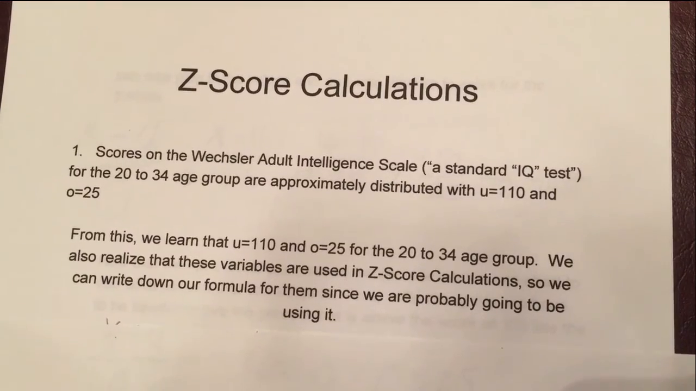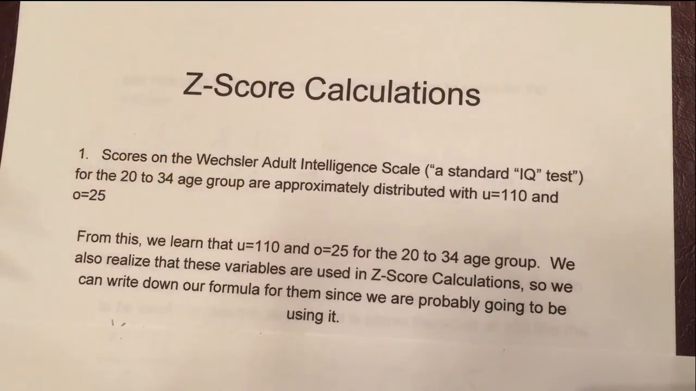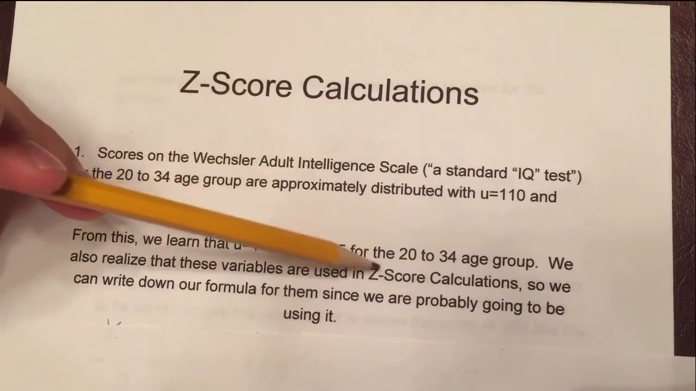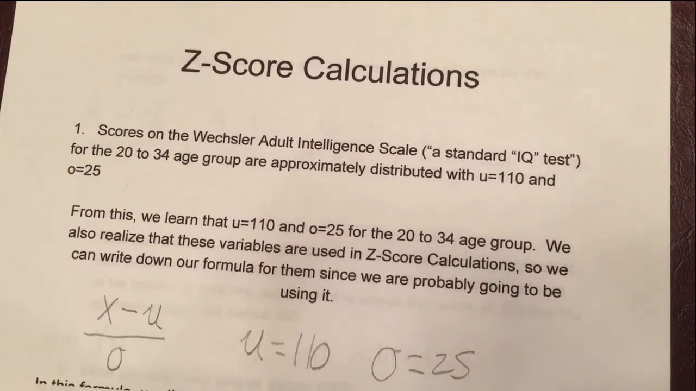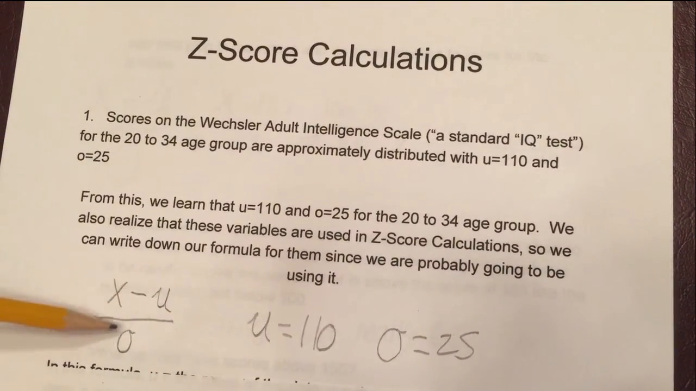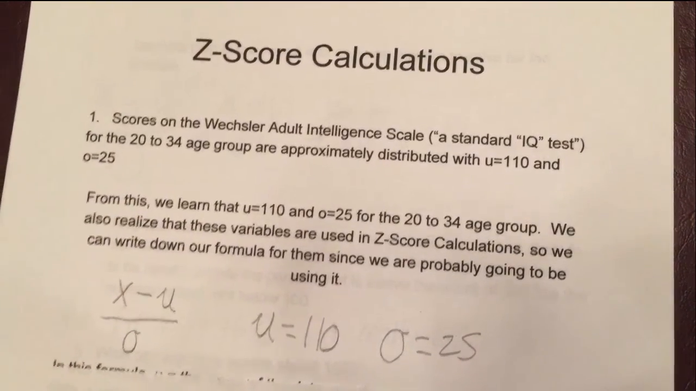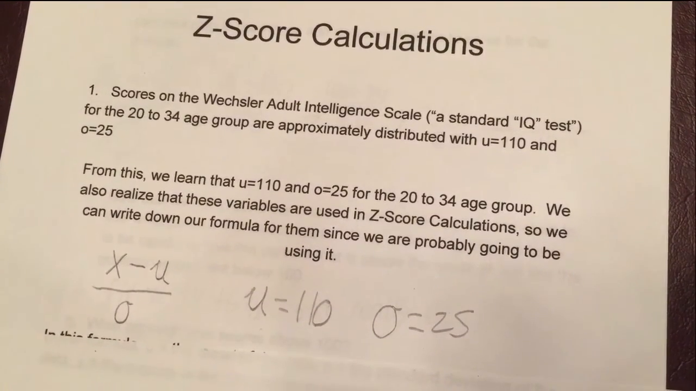Now from this first little section, we learn that yes, μ equals 110 and σ equals 25. And we also realize that these variables are used in our z-score calculations. So we can write down our formula, which is x minus μ over σ, because we're probably going to use this in our problem. And we can also write down that μ equals 110 and σ equals 25.